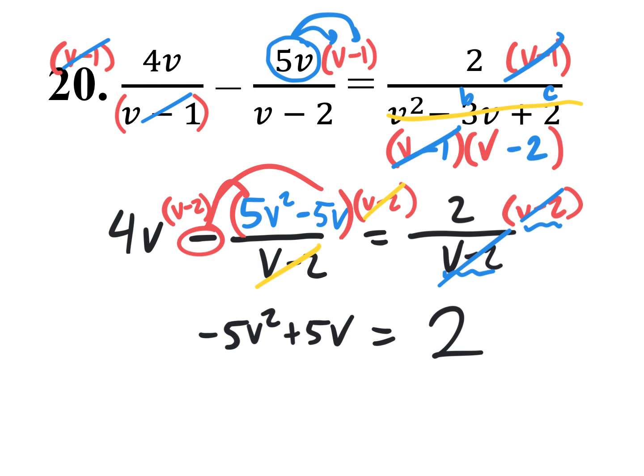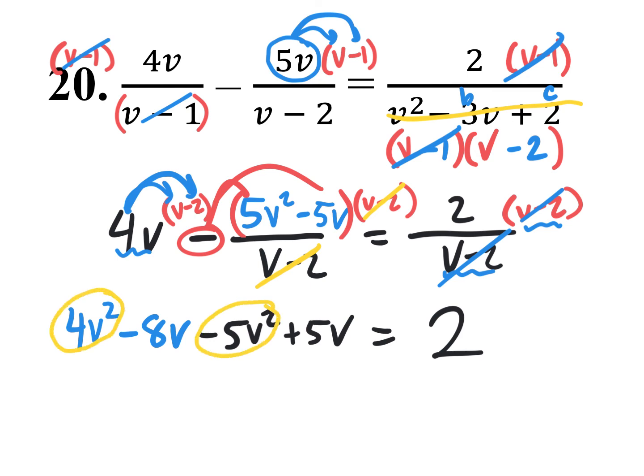So let's distribute there. 4v times v, that's a 4v squared. 4v times negative 2 is a negative 8v. So once again, we have a large quadratic equation. Let's make it look nicer by combining like terms, doing any math possible. We could combine the 4v squared, take away 5v squared. What is that? Negative 1v squared. And we could also combine the negative 8v with the plus 5v, giving us negative 3v. And we have the equals 2.